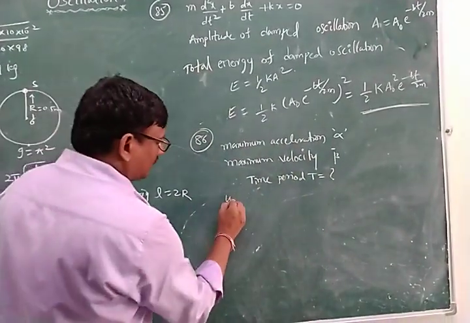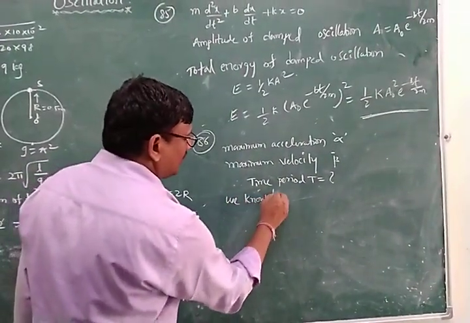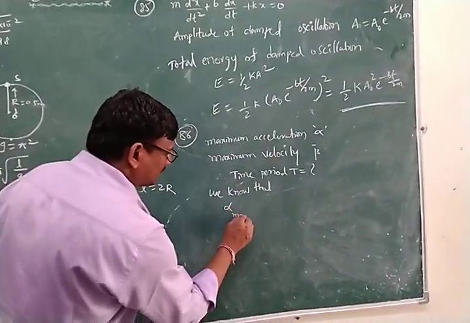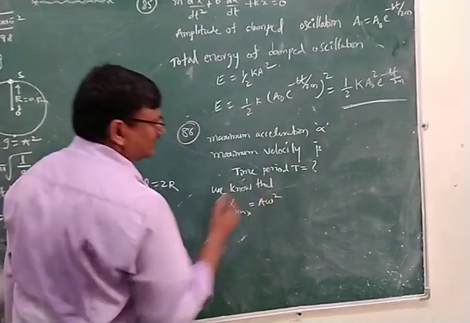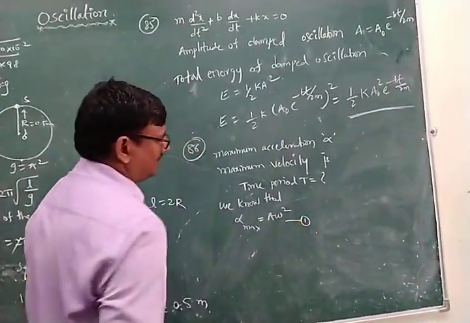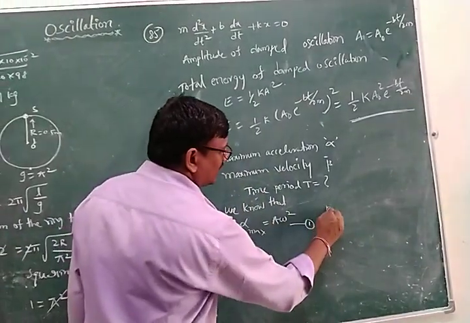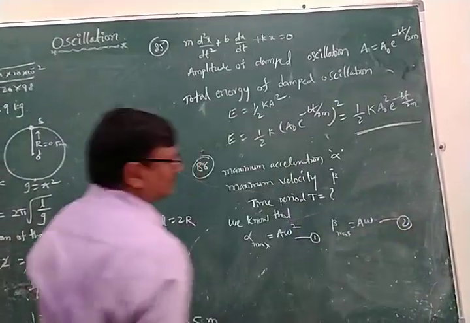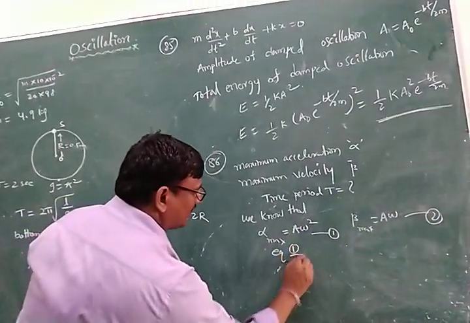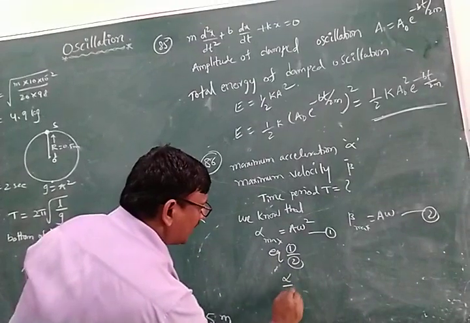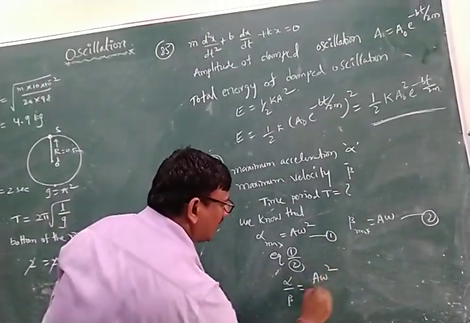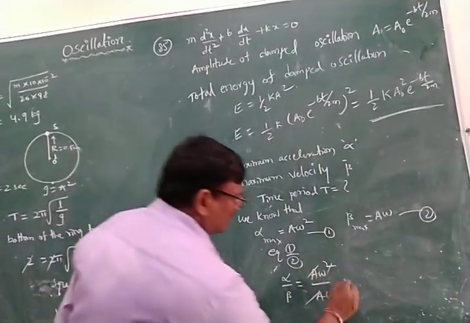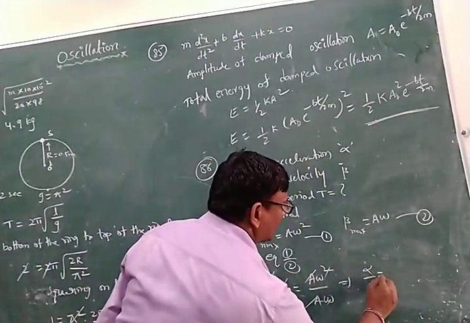See, we know that maximum acceleration alpha maximum is equal to a omega square. This is considered equation number 1. And maximum velocity beta maximum is equal to a omega. This is considered equation number 2. Equation 1 divided by equation 2: alpha by beta is equal to a omega square by a omega. And a gets cancelled and omega, that implies alpha by beta is equal to omega.